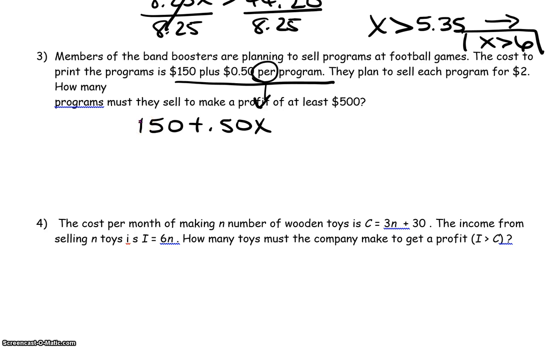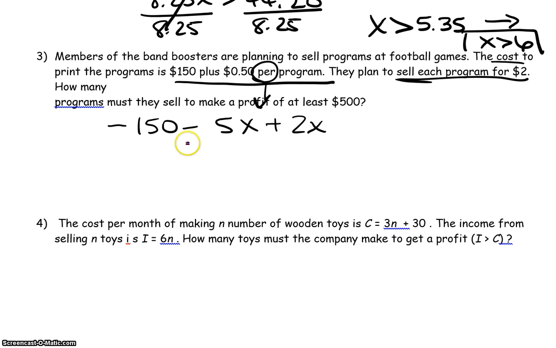Okay, I messed up. Hold on, go back. Don't laugh at me. Okay, the cost, so we're going to have negative 150 minus 0.5 times x. But then they plan to sell, so plus 2x. Does everybody understand how I messed up? Cost means we're going to subtract.